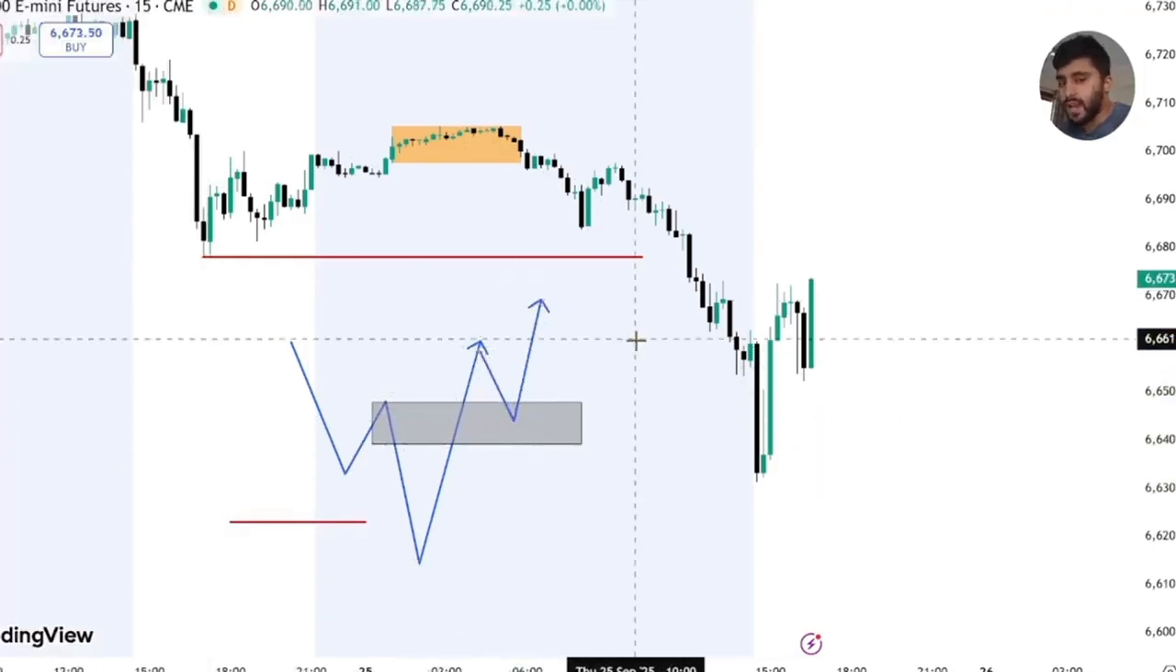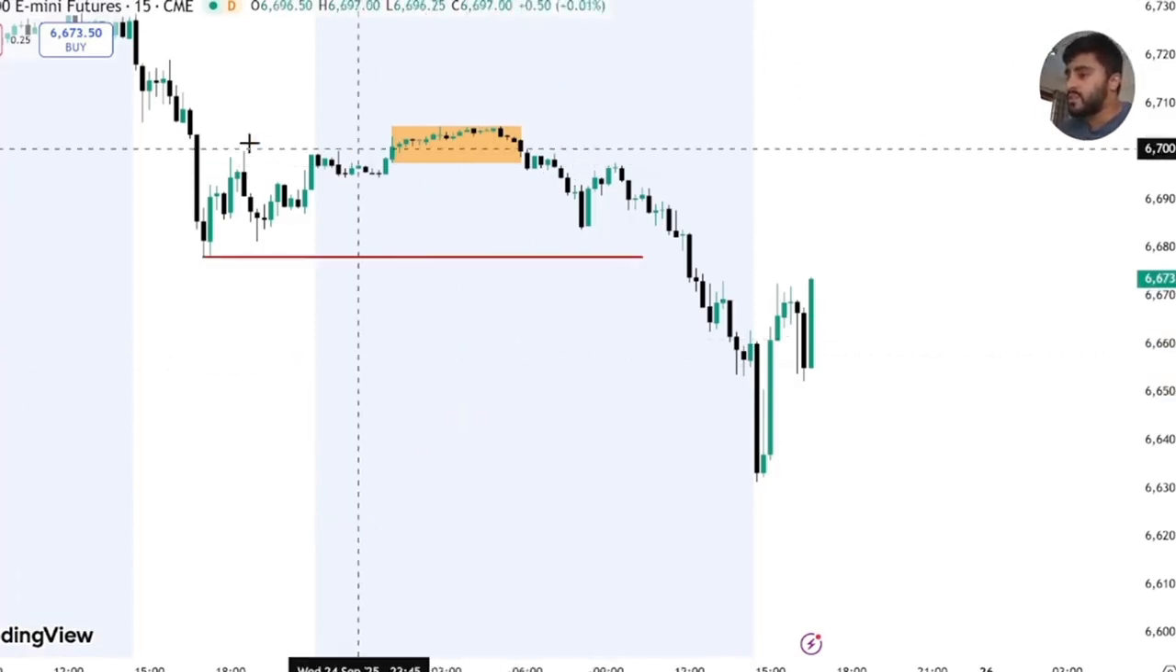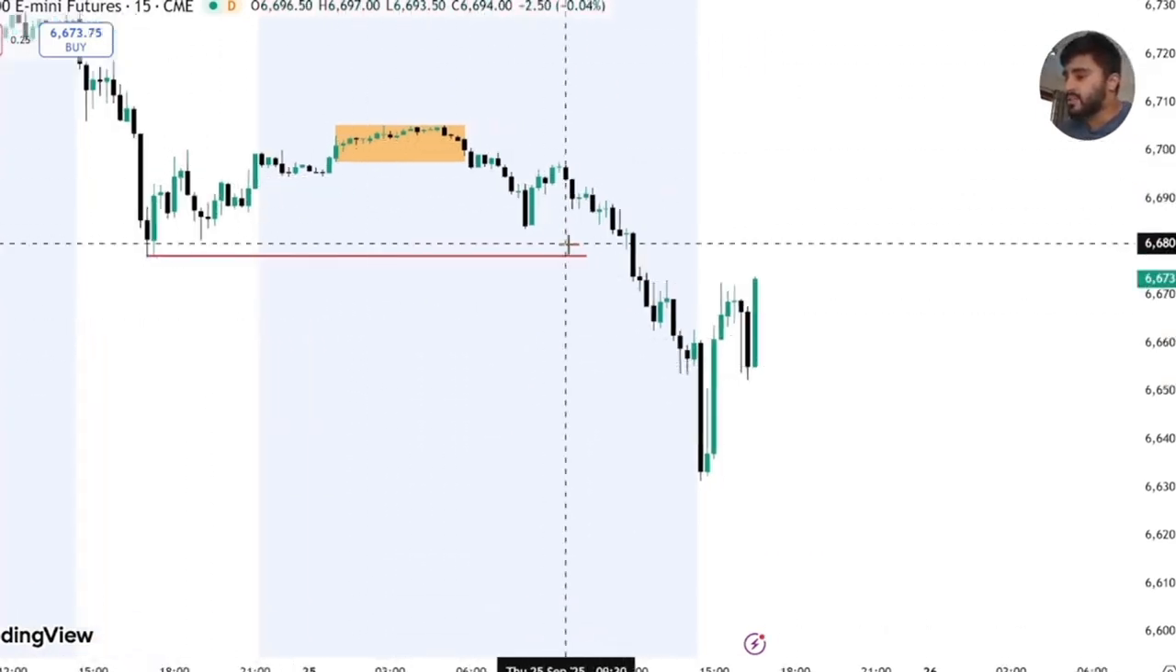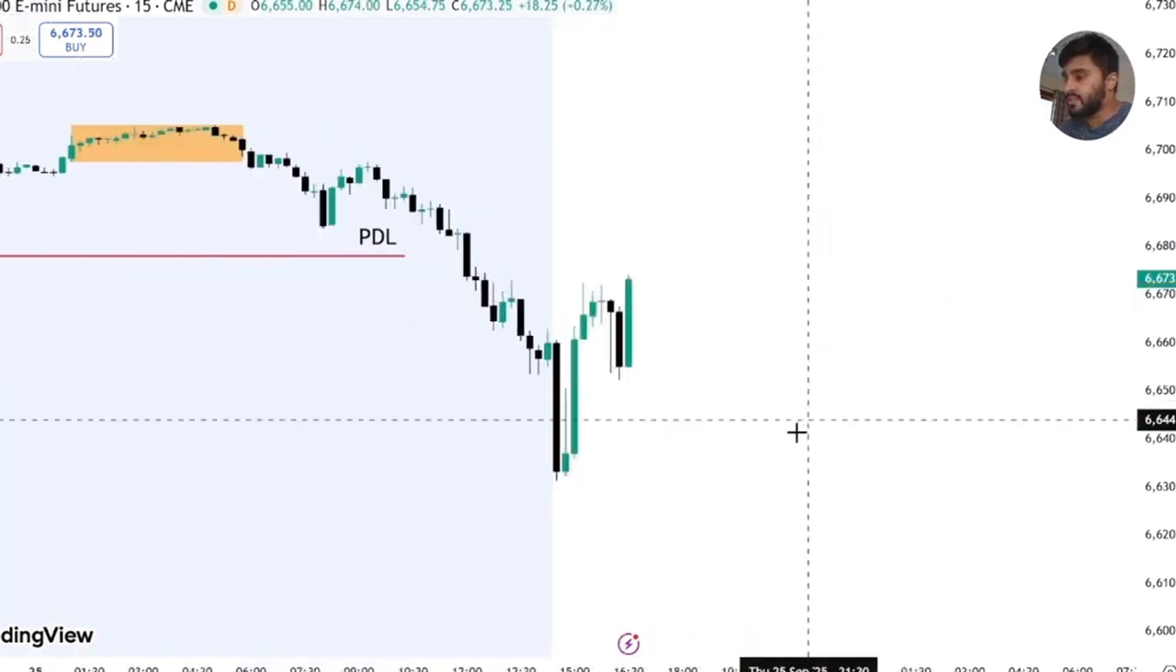This is the fundamental basics of forming a key level, right? So if you struggle to form a key level, always look at where the previous day high is. So I'm just going to label that PDL, previous day low. So that's the first thing.